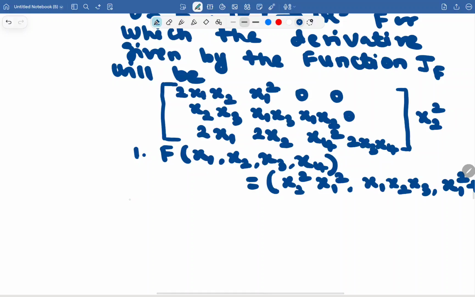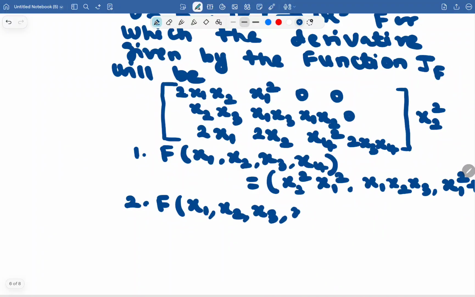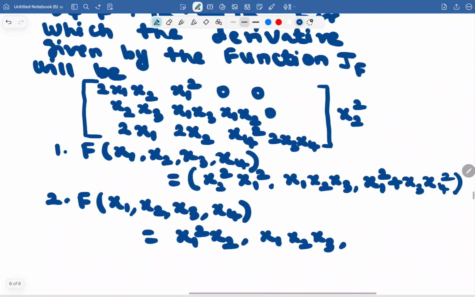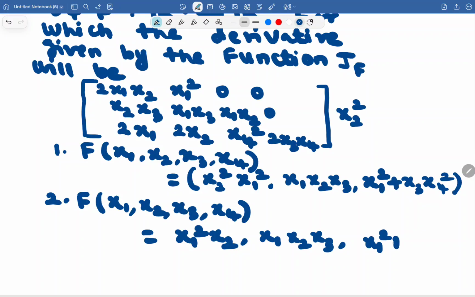Second option, f of x1, x2, x3, x4, which is equivalent to x1 square, x2, x1 x2 x3, x1 square plus x2 square plus x3, x4 square.